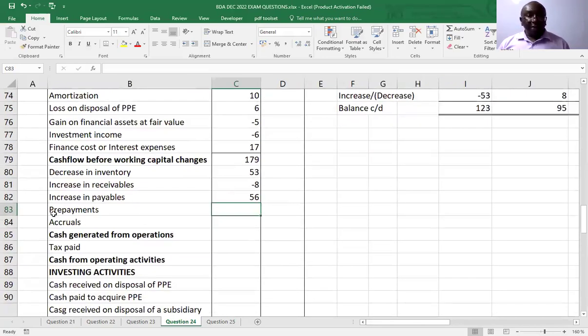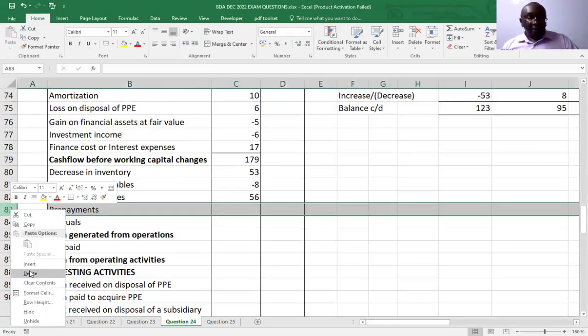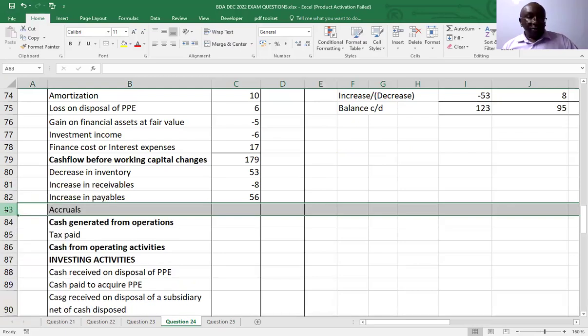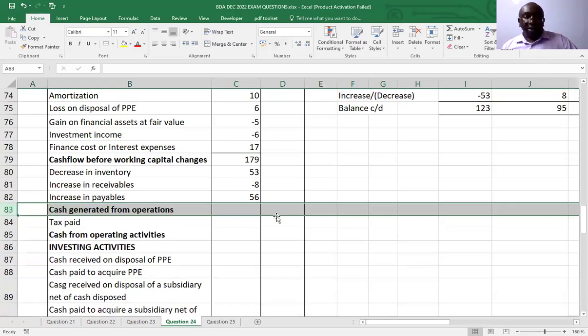So these others, we can do away with them. We can remove them from our statement. We don't have the prepayments. We don't have the accruals. Tulikuwa tunazitarajia. They are not there. But I said for you, you can retain. There is no harm to know the format.